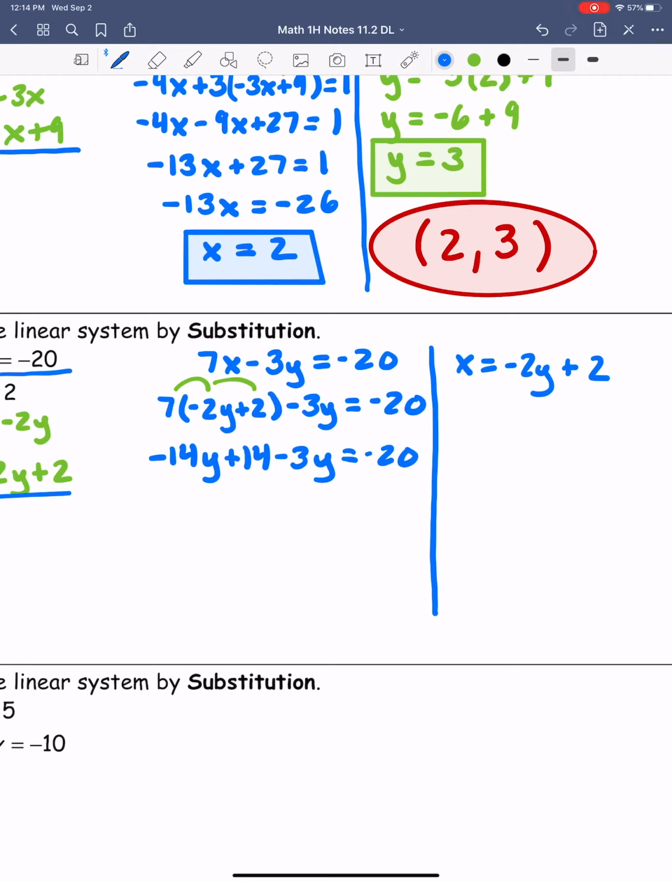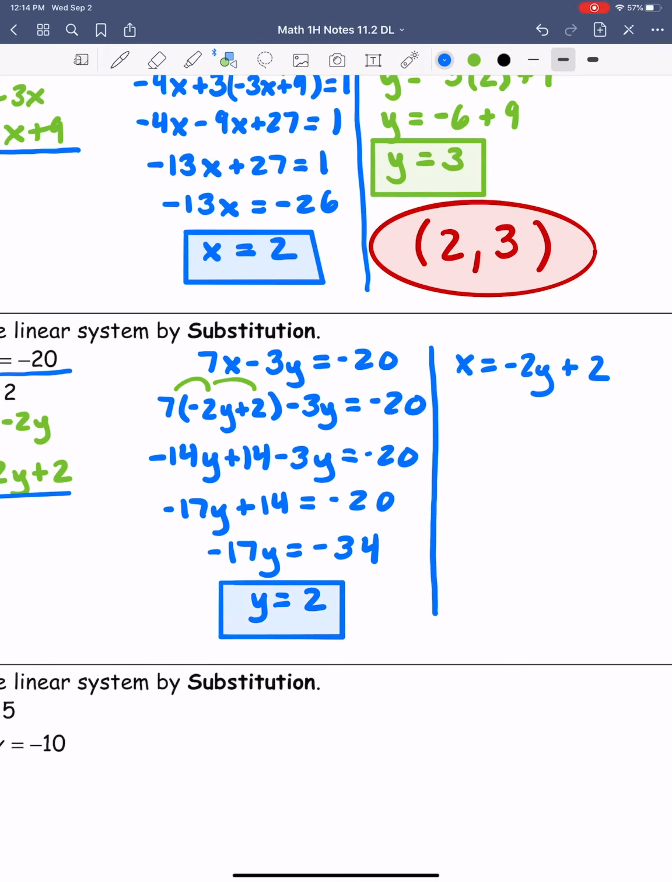I'm going to combine my y-like terms there. That's going to be negative 17y plus 14 equals negative 20. Subtract 14 to the other side. So I get negative 17y equals negative 34. And then divide both sides by negative 17, and I get y equals positive 2. And that's half of my answer there, right?